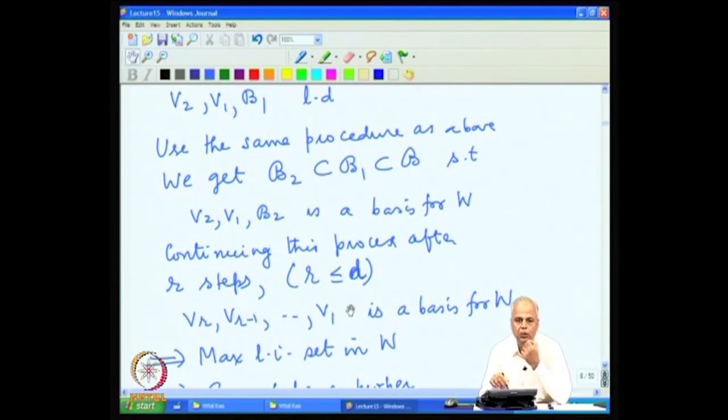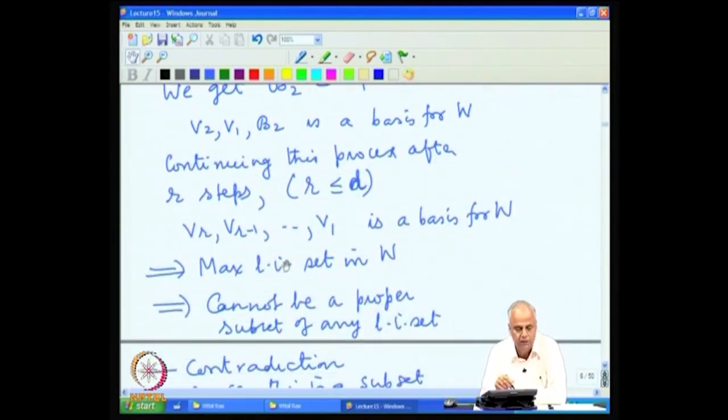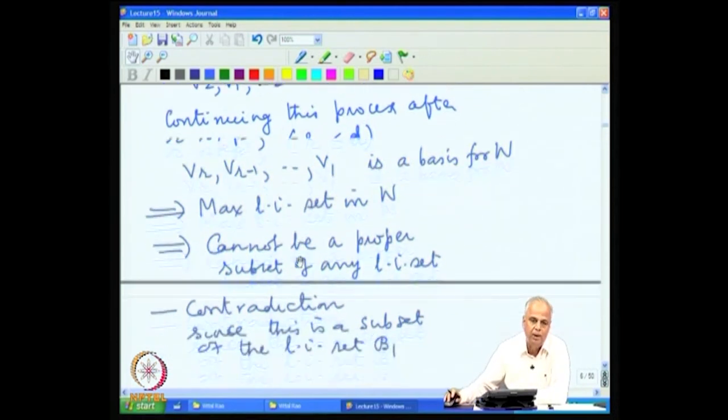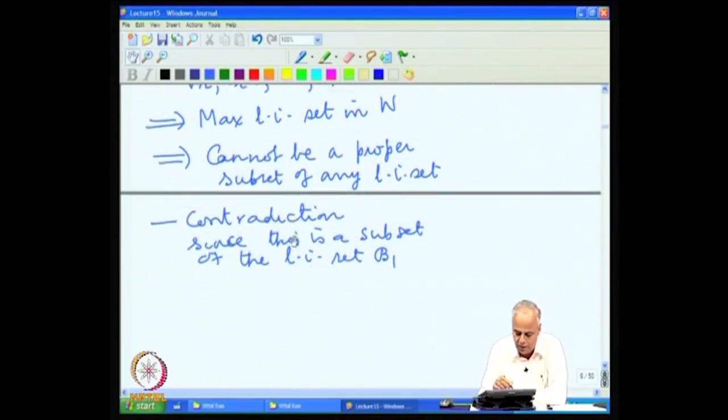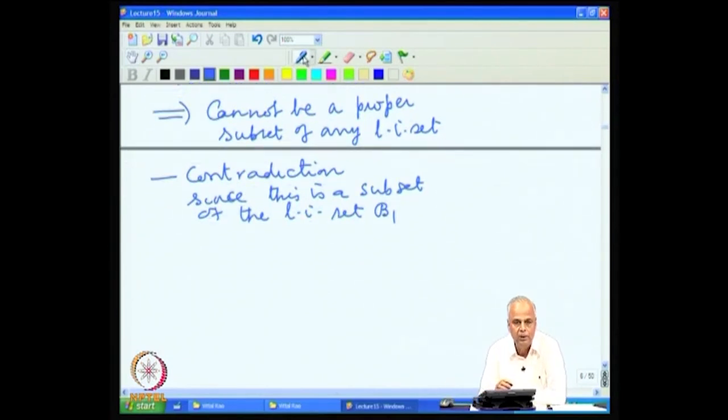Since we knock out at least one vector in each step, at most d steps, maybe we would have knocked out 2. So, in less than d steps we might have knocked out all the vectors. So, in at most d steps we would have got a basis consisting of at most d of the V vectors, and since it is a basis it has to be maximal linearly independent. It cannot be a proper subset of any linearly independent set, but it is a proper subset of the linearly independent set B1, which gives us a contradiction. Therefore, our starting supposition that B1 is linearly independent must be false. Hence, B1 must be linearly dependent.